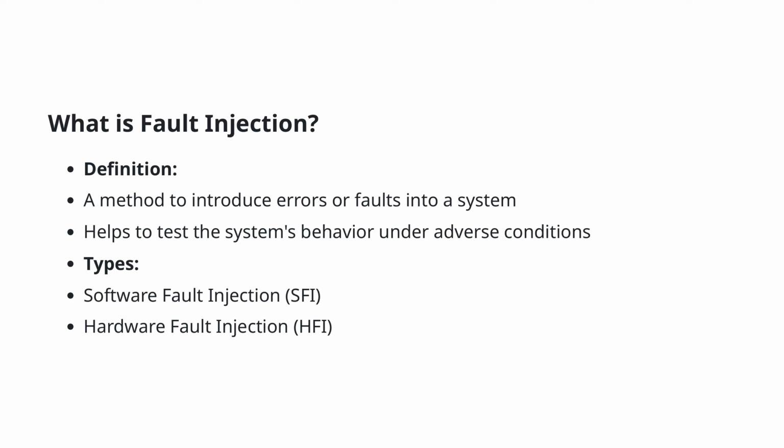SFI targets the software layer and introduces faults into the code to observe the system's reaction. This helps in assessing the software's resilience and robustness. On the other hand, HFI focuses on the hardware components, testing the physical aspects of the system for potential weaknesses.